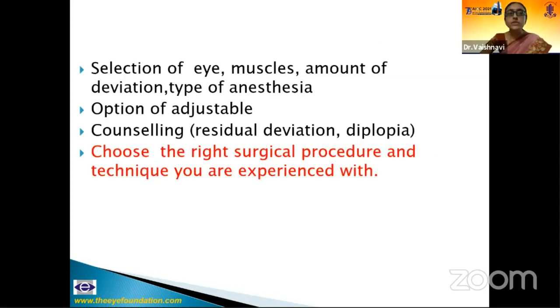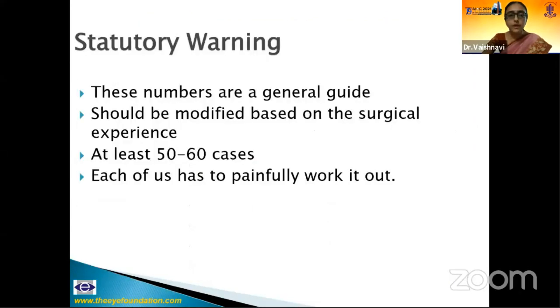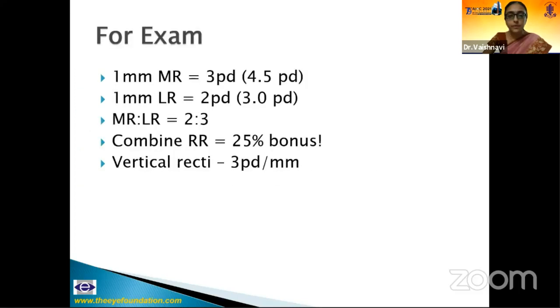So always choose the right surgical procedure and the technique you are experienced with. And this is from Dr. Pradeep Sharma's book, For Getting Your Numbers Right. So these numbers are just a general guideline. So they should be modified based on the surgical experience. Do at least 50 to 60 cases initially, and each of us has to painfully work it out. This is also for exam going purpose.